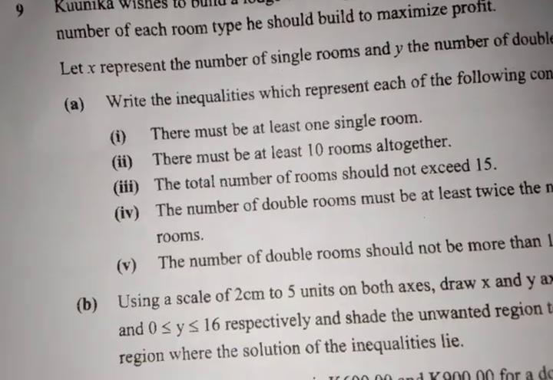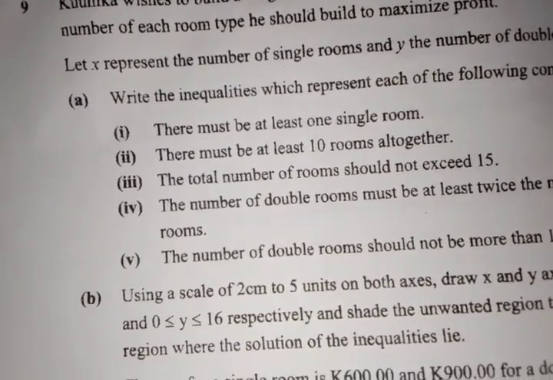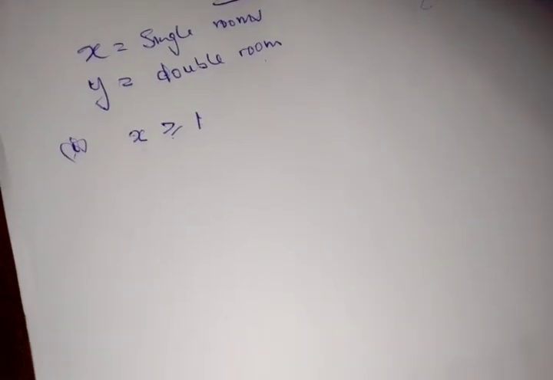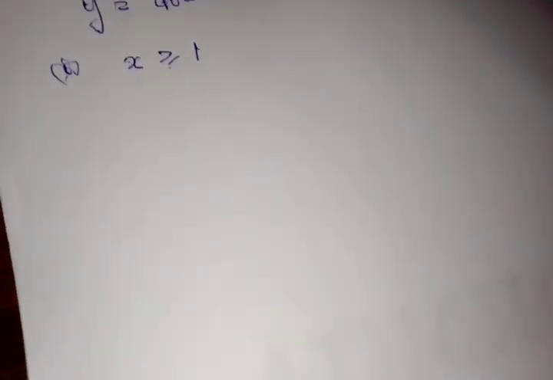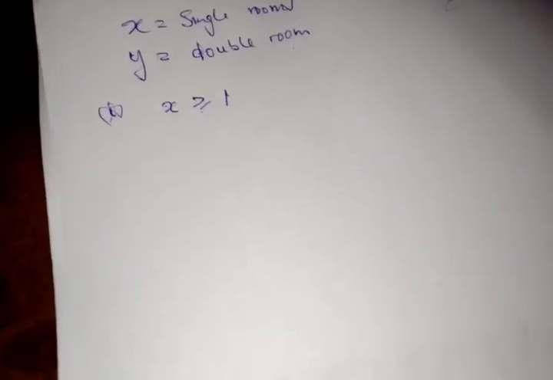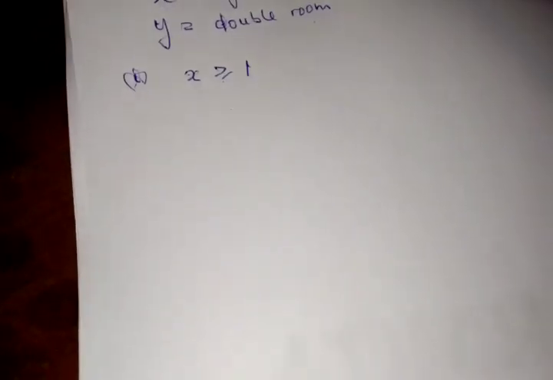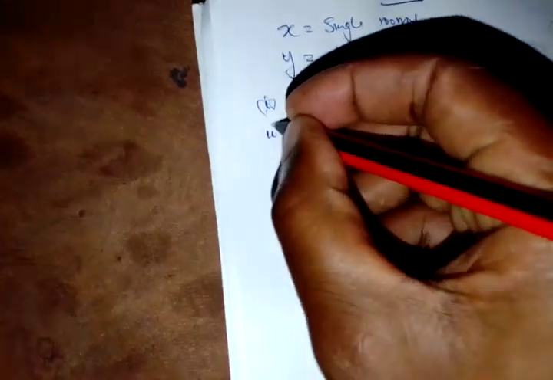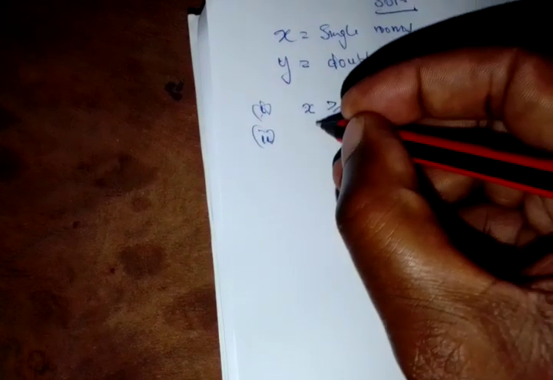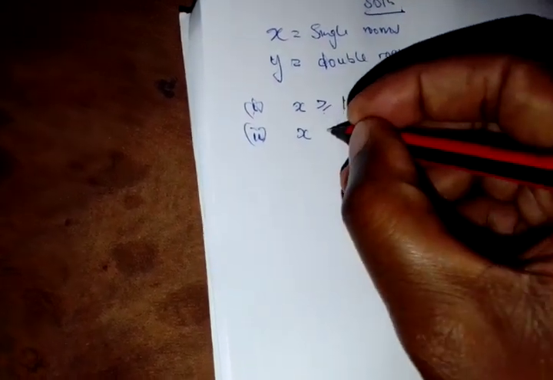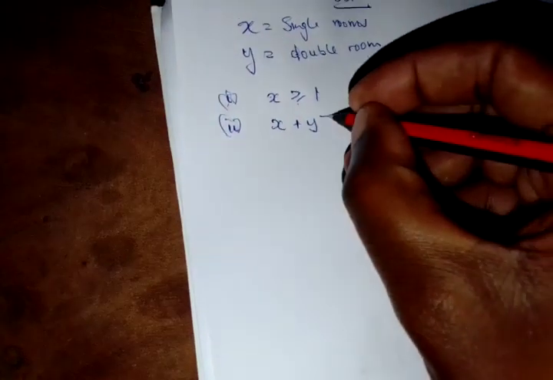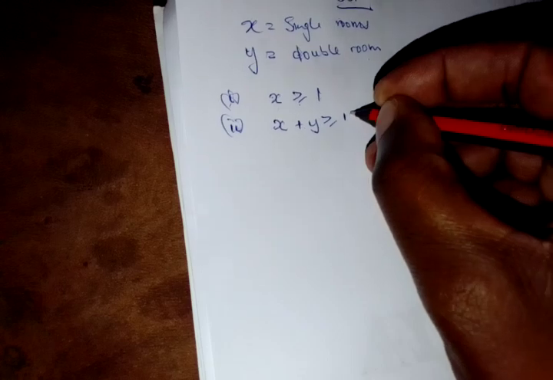So, there must be at least 10 rooms altogether. So, altogether meaning put together. Yeah. So, when you put together x and y, they should be at least 10. So, inequality number 2. So, it simply means x plus y should be at least 10.